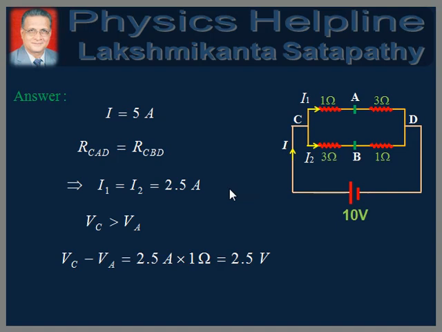Now, we can see that current flows from C to A. Therefore, C is at a higher potential than A. Therefore, Vc minus Va is equal to the current along CA multiplied by the resistance between C and A. So the current along C to A is 2.5 amperes and the resistance between C and A is equal to 1 ohm. Multiplying, we get Vc minus Va is equal to 2.5 volts.